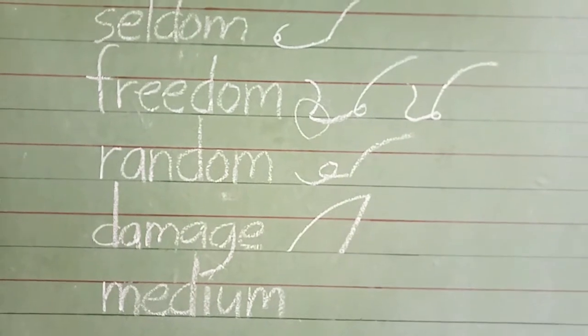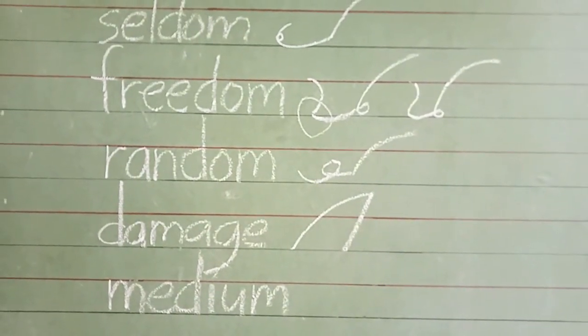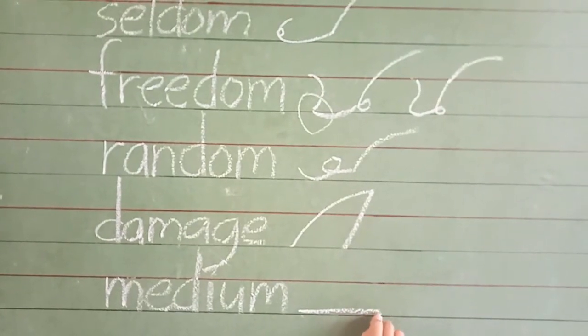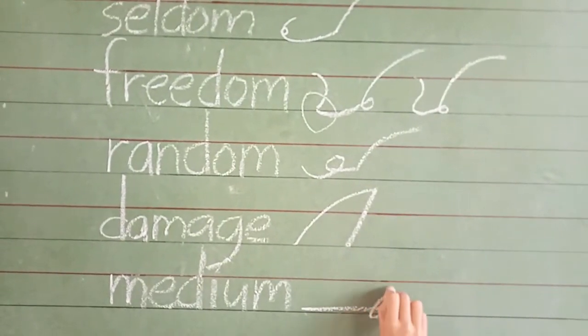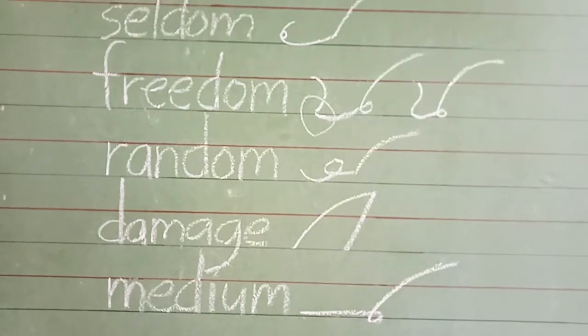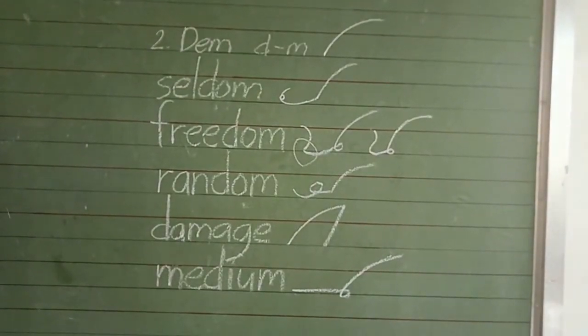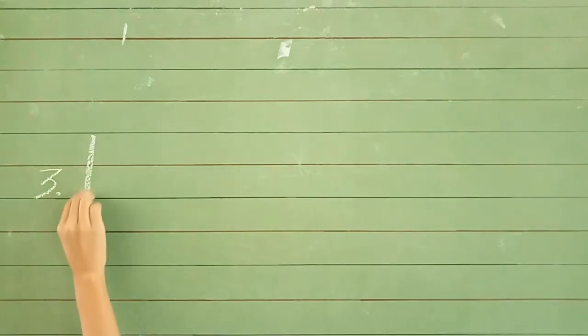Next, medium is represented by M, E, DM. These are the principle number 2, DEM. Number 3, business abbreviations.